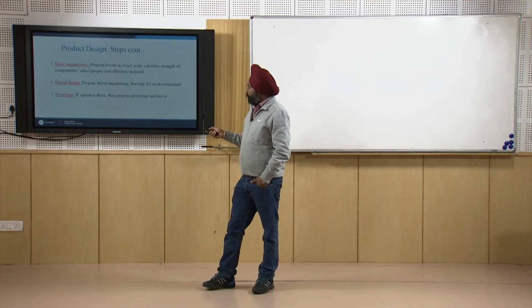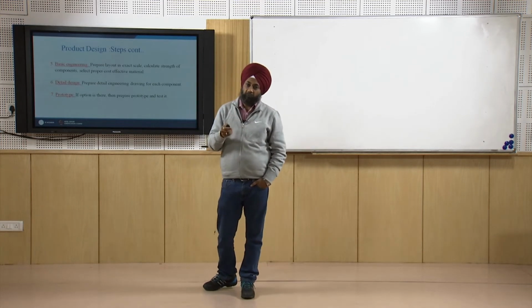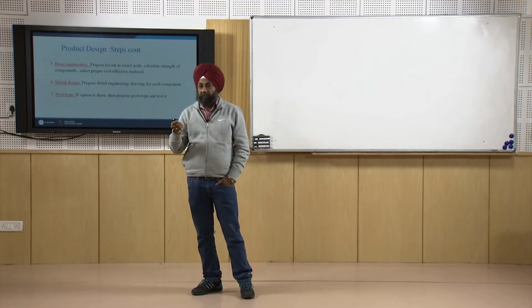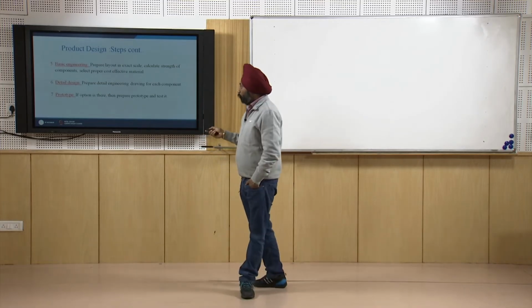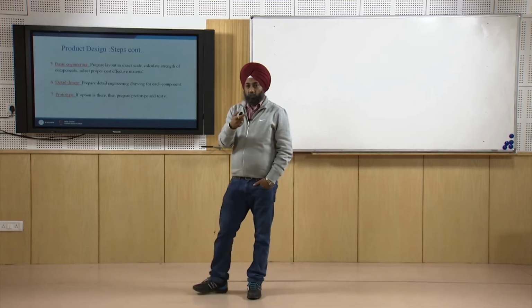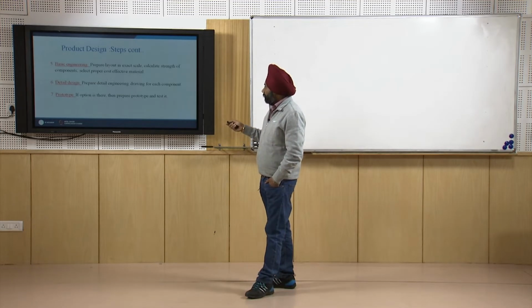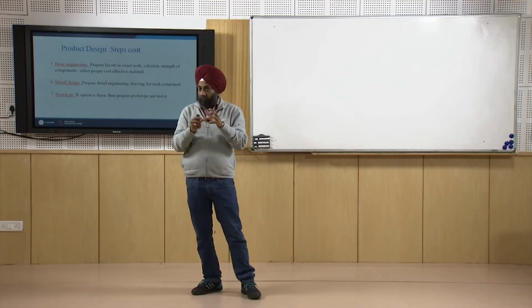Then the basic engineering, as I have explained, we will use different tools like DFM, DFA, that is design for manufacturing, design for assembly. We may use DFMA tools, we may use design for quality. All these tools will be used, concurrent engineering, reverse engineering, to come up with the design of the product. So in basic engineering design, we prepare a layout in exact scale, calculate the strength of the component, select proper cost effective material. As I have told, now each and every component we will design.